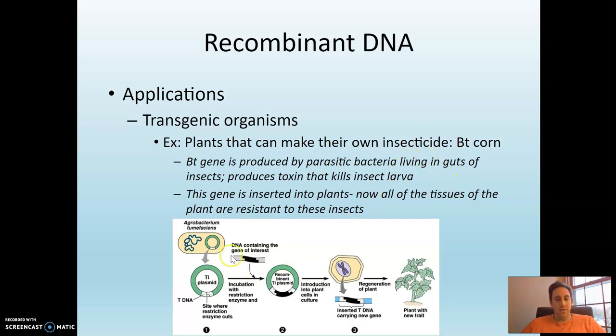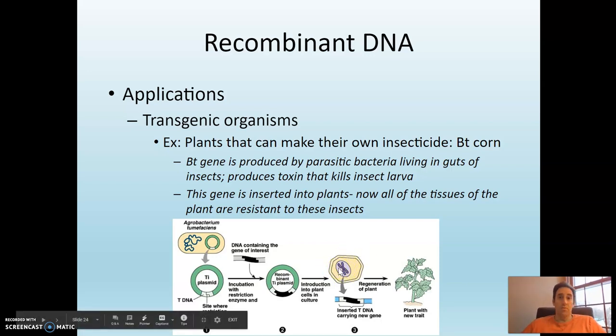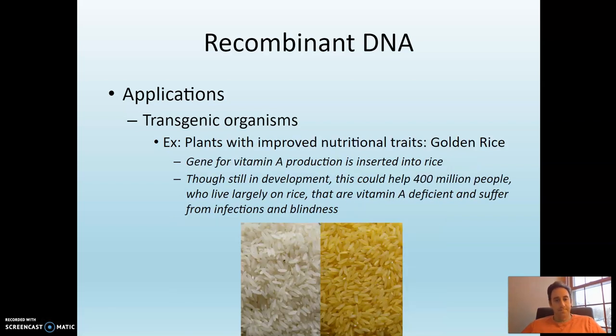So scientists took that gene that kills these insects, and they put it inside a plasmid, and they put that inside corn cells. So now the corn is actually making the protein that will kill their own parasites. And that makes the corn resistant to the insects, which helps us get more corn out of the deal.